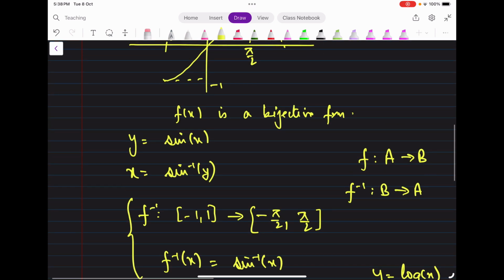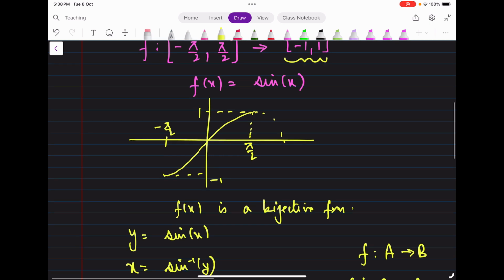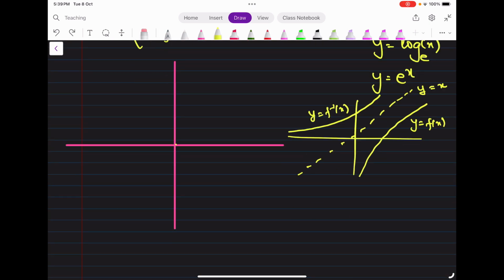So all we need to do is, between minus pi by 2 to pi by 2, insert the line y is equal to x, and draw the mirror image of the graph. The graph will look like this in the first quadrant. In the third quadrant, it will look like this. And what are these points? This is -1, this is 1, this is minus pi by 2, and this point is again plus pi by 2. This is the graph of y is equal to sin inverse x.